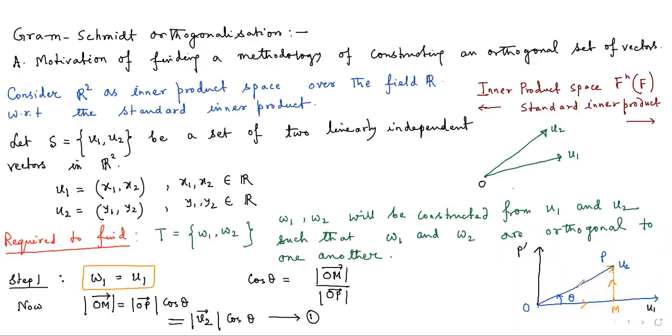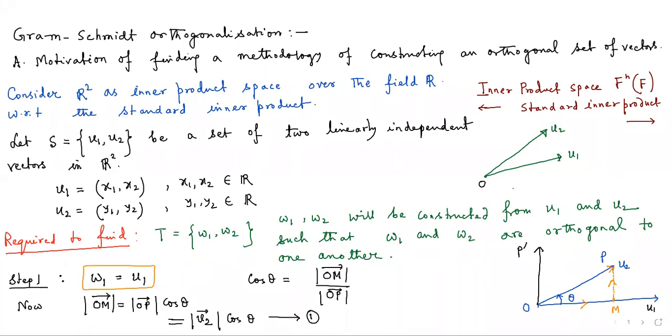Hello, sir. Yes. Sir, you told that W1 is equal to U1. In which sense, sir? Is its direction equal or its magnitude equal? I didn't get your point. I'm renaming the vector U1 as W1, simply. Okay. I'm renaming the vector. My W1 is actually the same as U1 in all senses.